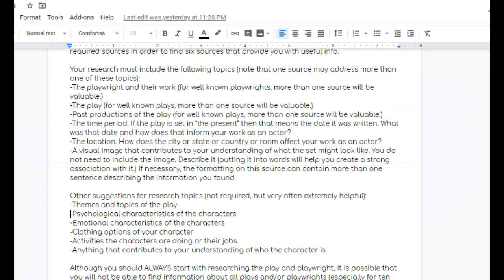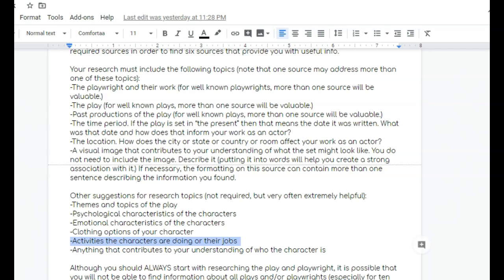Some psychological characteristics of the characters. You can research that. Emotional characteristics of the characters. Really look into your clothes. What do you think this person is wearing, and how would that affect you as an actor? This obviously has a lot to do with, if you're doing a period piece where they dress very differently, and you cannot overestimate how important that is. But even for something set in the 1970s, how was their clothing different? What does it look like? What would you look like as this character?